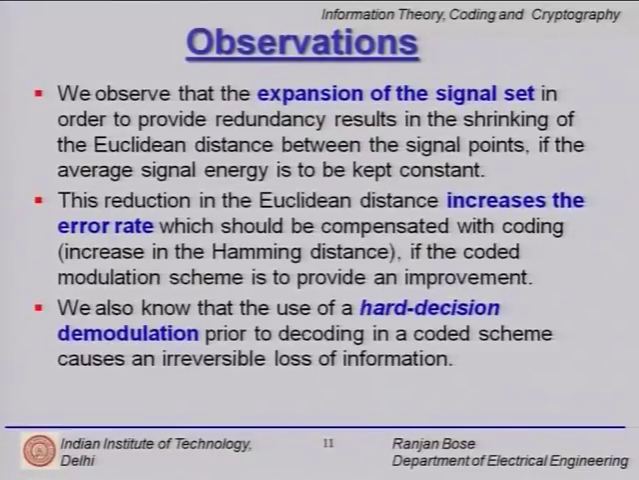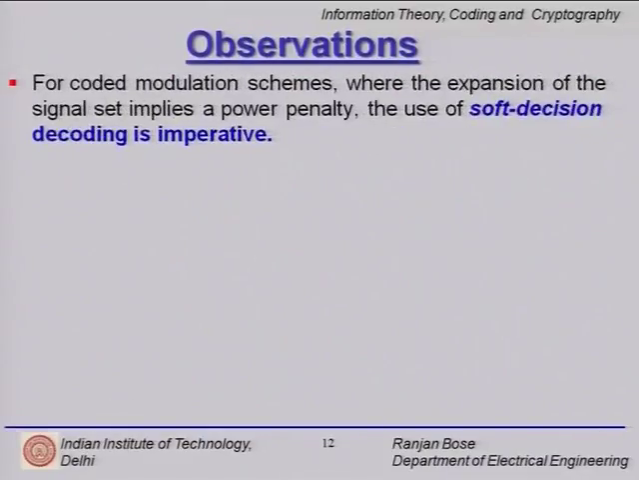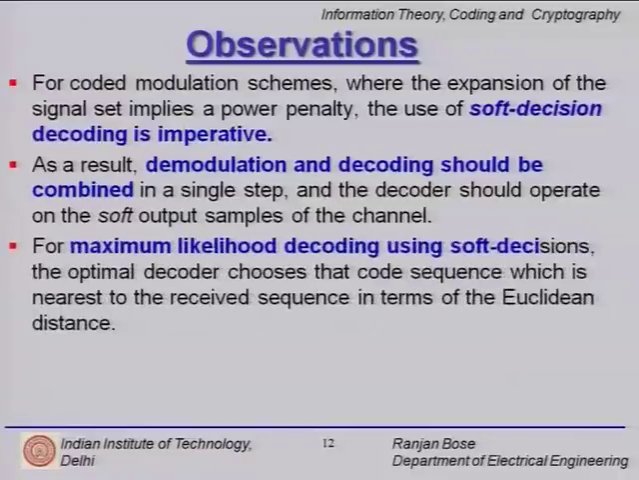So, these are the observations we make. And finally, this hard decision decoding leads to loss of SNR. Some more observations. For coded modulation schemes where the expansion of the signal set implies power penalty, use of soft decision decoding is imperative. As a result, demodulation and decoding should be combined. So, not only the modulation and coding is combined, the demodulation and decoding itself is combined at the receiver side.